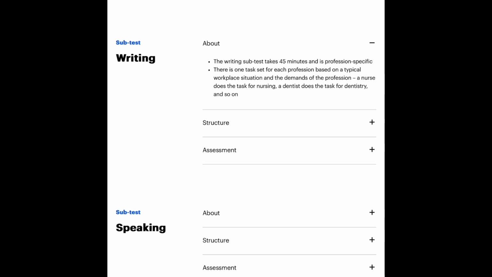So let's move back to the writing subtest, which is the most difficult subtest according to popular opinion. Now writing subtest takes 45 minutes and is profession specific. So again, it is different for each of the 12 healthcare professions. There is one task set for each profession based on a typical workplace situation and the demands of the profession. A nurse does the task for nursing, a dentist does the task for dentistry, and so on.